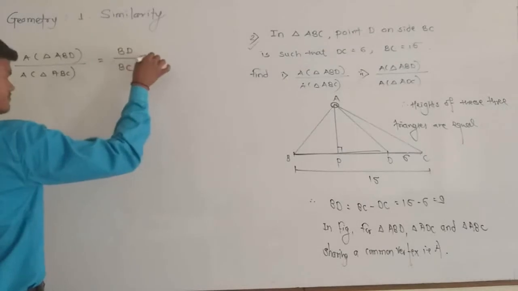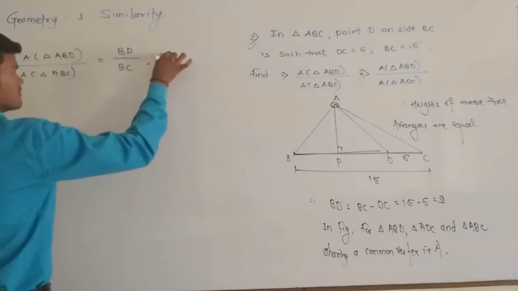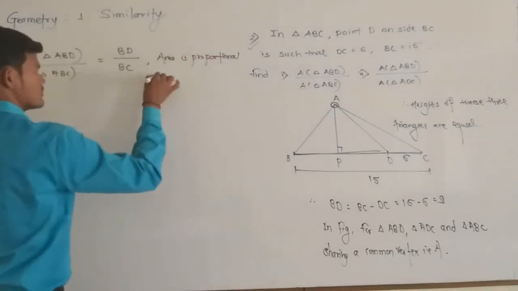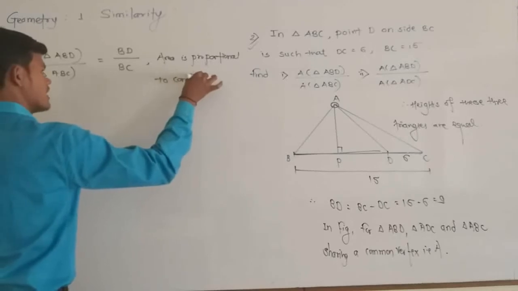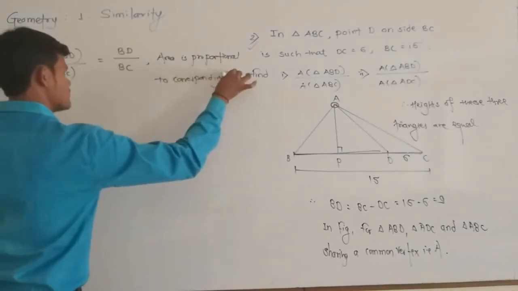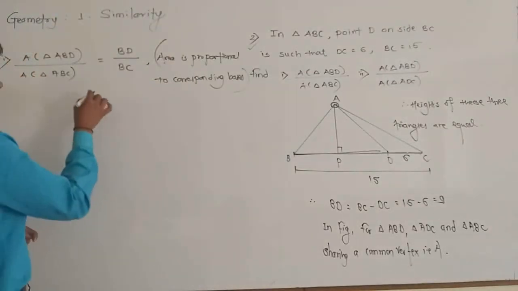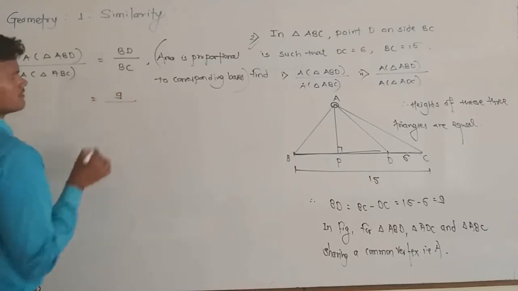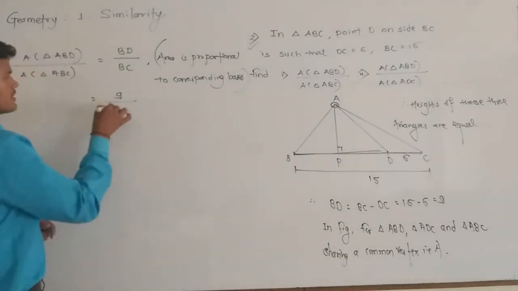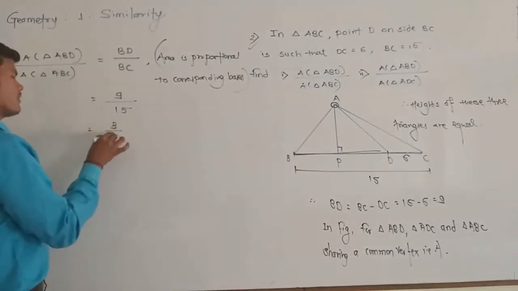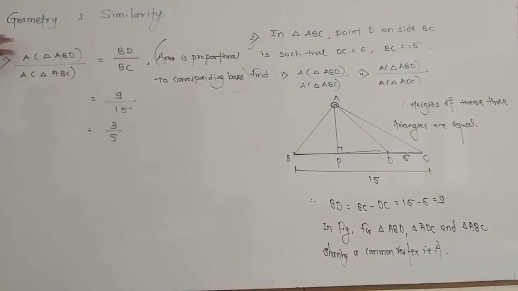Write down the reason. Area is proportional to corresponding bases. So length of BD is nothing but 9 and length of BC is 15. So write in simplest form, that is 3 upon 5. So the ratio of area of triangle ABD upon area of triangle ABC is equal to 3 upon 5. Now find the second ratio.